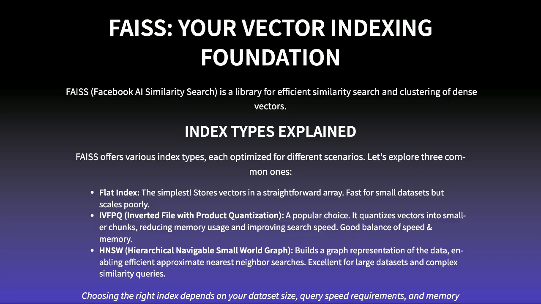Then we have IVF, which breaks down the vectors into smaller pieces to save space and speed up searching. And finally, HNSW. This one builds a clever graph structure that makes it super efficient at finding similar vectors, especially when you're dealing with massive datasets.